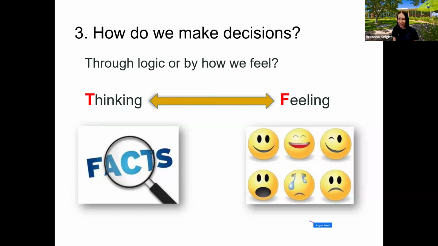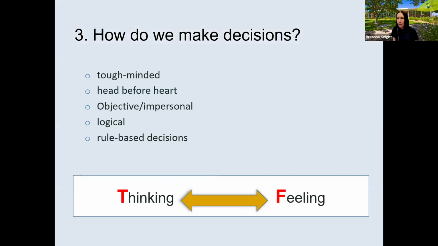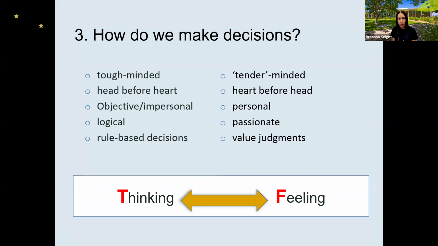Okay. Got to clear all these ones. So this part of the personality types looks at how we make our decisions. Someone who's a bit more thinking might be considered a bit more tough-minded, head before heart, can be a bit objective in situations, logical, very rule-based, process-driven sort of decisions. Someone who's a bit more feeling might be a bit more tender-minded, heart before head, might be a bit more personal, passionate, and make some value judgments when they're making their decisions.